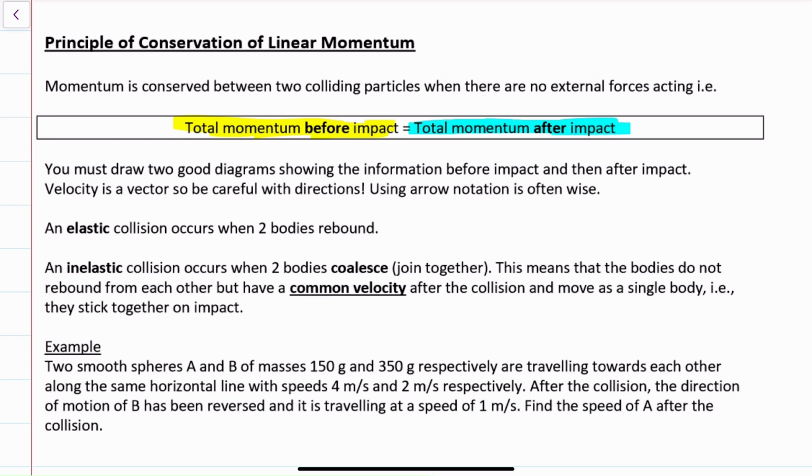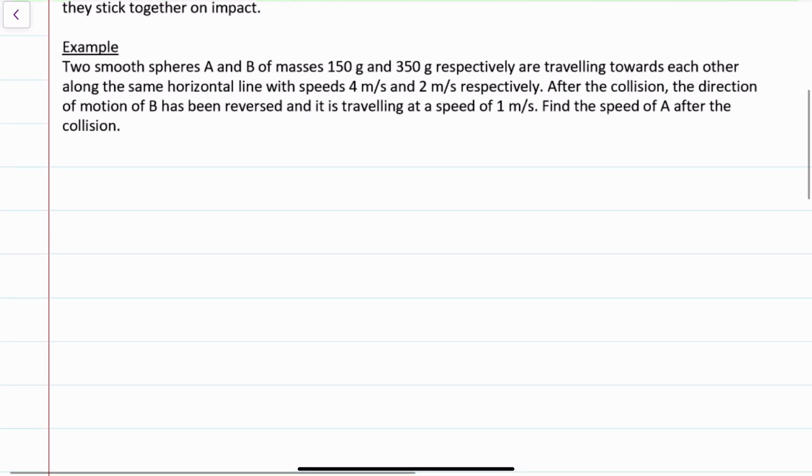An elastic collision occurs when the two bodies rebound. An inelastic collision occurs when the two bodies coalesce, or they join together. So when two things join together, that means they move as one body after the collision. Okay, a couple of examples on this.